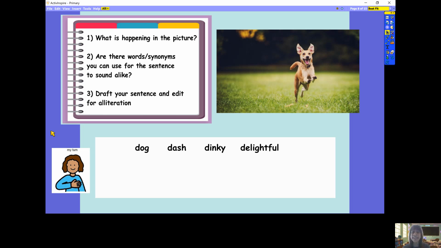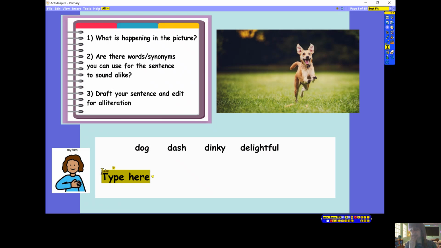I then had a look at the size of the dog and what he looked like, and I thought that he was quite small, quite petite. So I looked at my thesaurus. I had to think about other words that might also mean small, but I could use alliteration, and I came up with dinky. Dinky means really cute and small. And then I thought about the expression on the dog's face, and he looked really happy, but happy doesn't begin with d, so I thought delightful would be a nice word to use instead. So I had a look at the picture of what was happening. That was my first step. My second step was to look for words and synonyms that sounded alike so I could write my sentence.